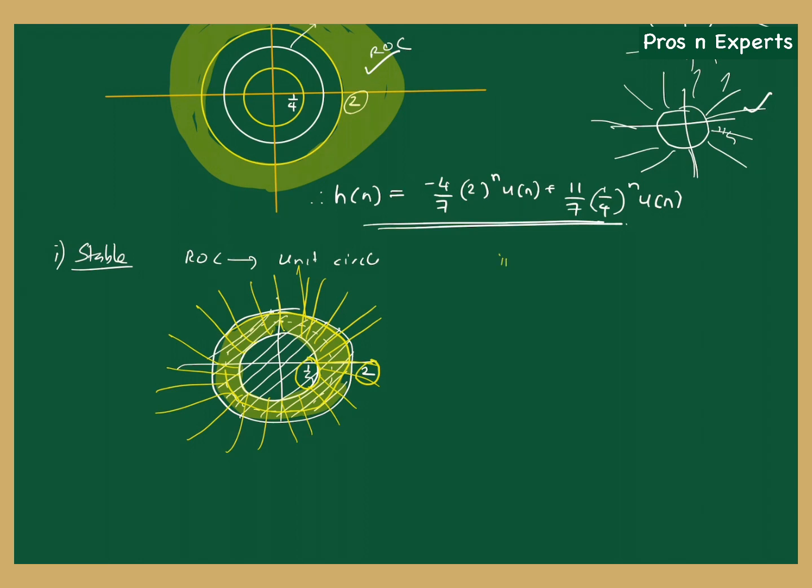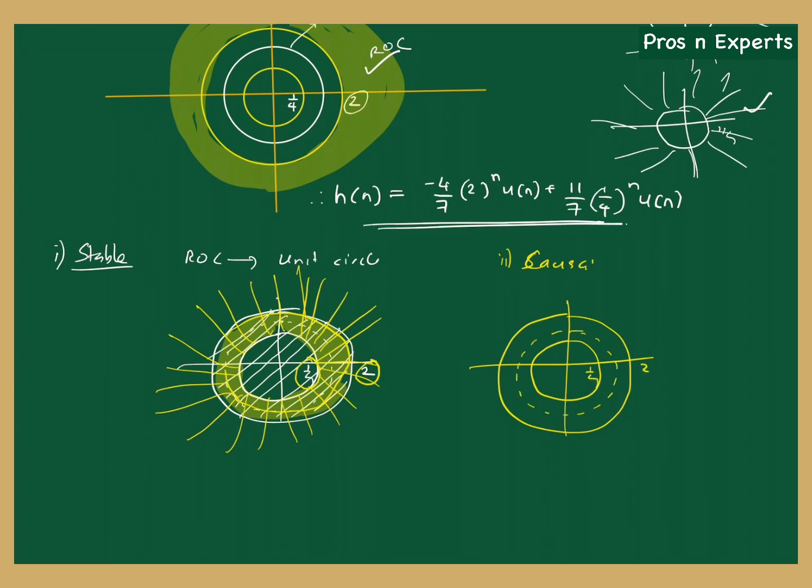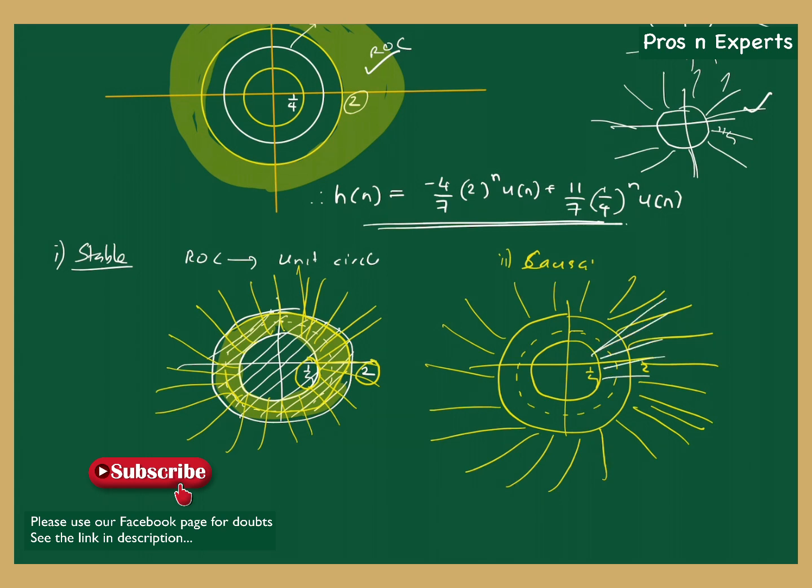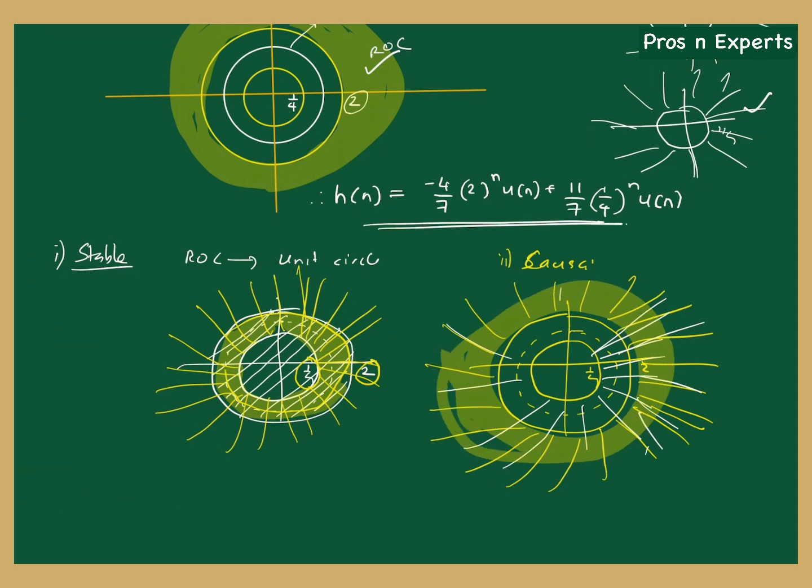So you write accordingly. And in the second case, for causal, what we know is, with the circles corresponding to the individual poles, this is 1/4 and this is 2, the total ROC should be like this, outer to the outermost pole. That's for a causal signal. You have to study that. For the intersection of the individual ROCs to occur like this, you need to take the individual ROC of 1/4 as outer to the circle, and for the other pole also outer to the circle. Then only the intersection comes like this. Okay, so both the signals corresponding to both the terms are right-sided.